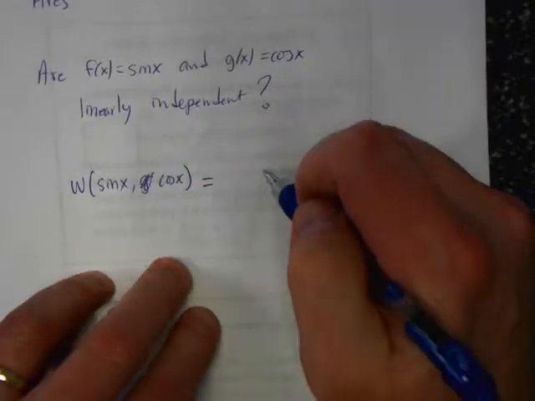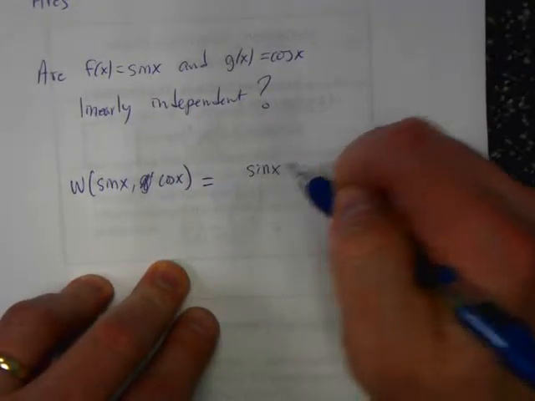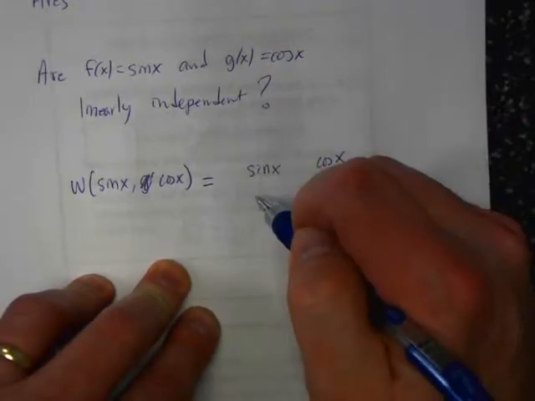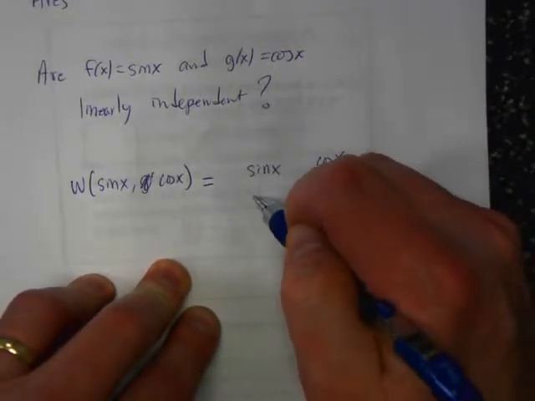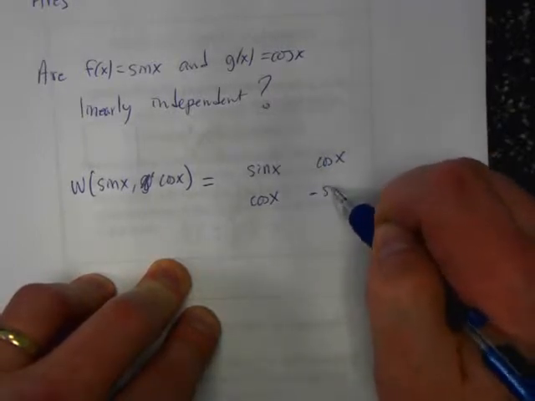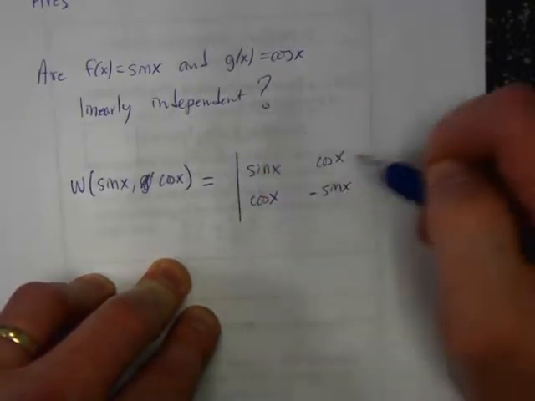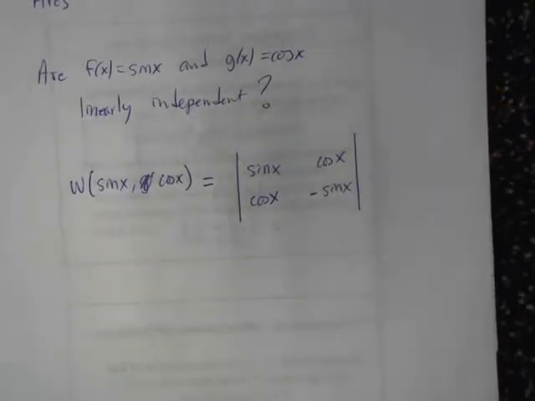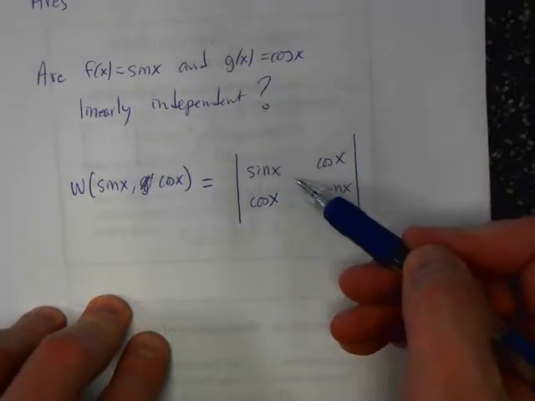So the Wronskian says you write down your functions, that's sine x and cosine x. Then write down your derivatives. What's the derivative of sine? Cosine. What's the derivative of cosine? Negative sine. And then you take the determinant, which looks like an absolute value symbol, but it's not. When you're dealing with a matrix, that symbol stands for determinant. The determinant says you multiply diagonally. What's sine times negative sine?